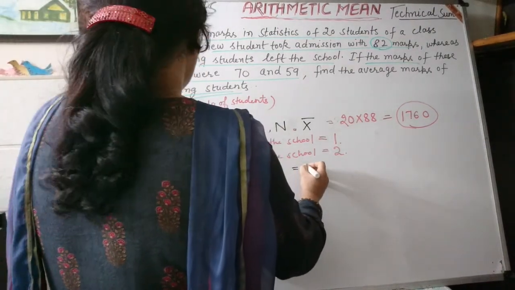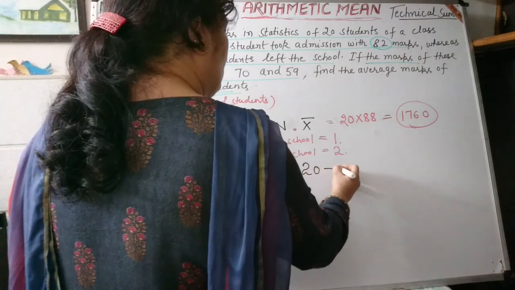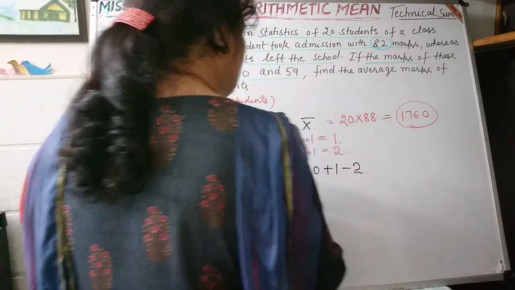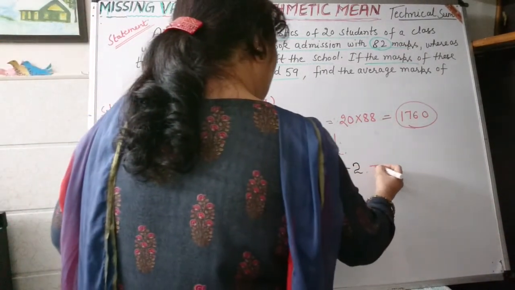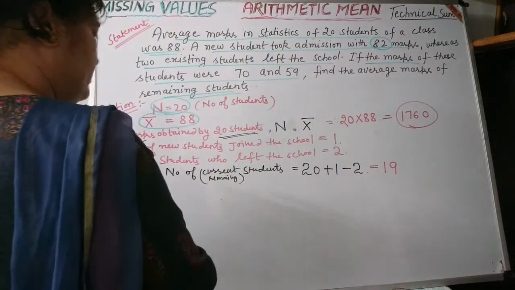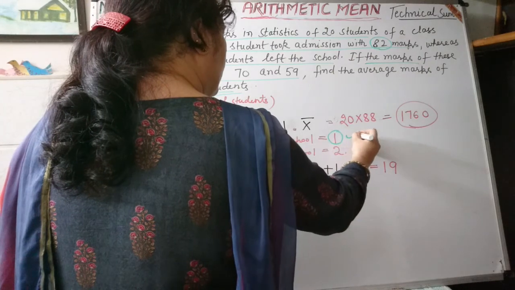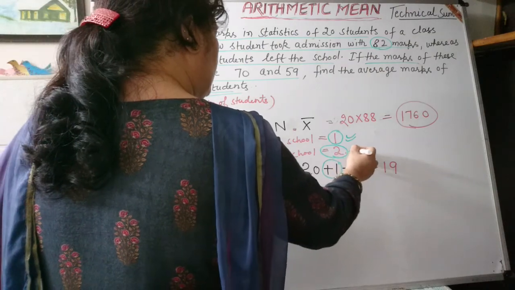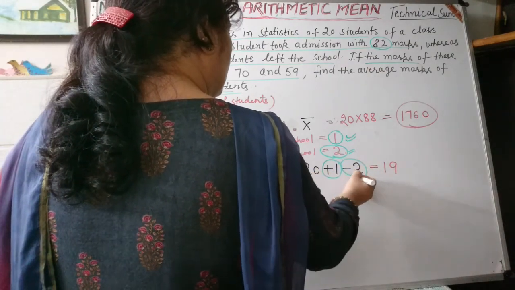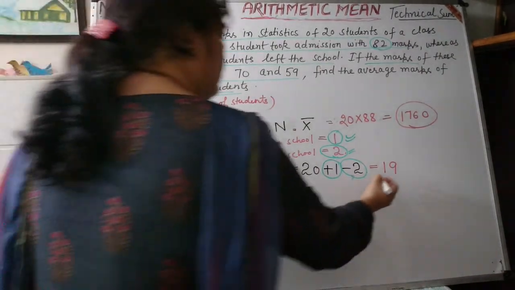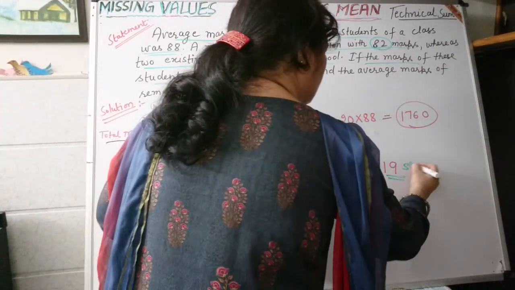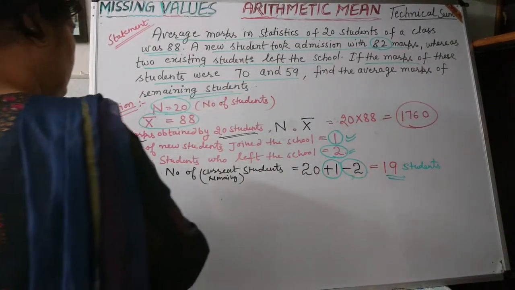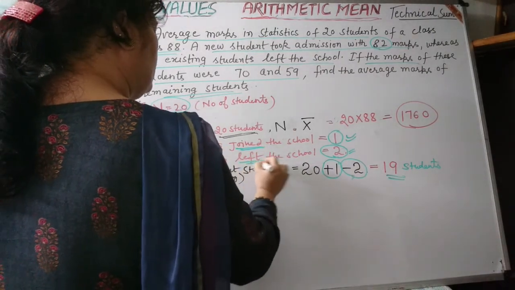is equal to, how many students were there? Total 20. One has joined the school and two have left the school. So the total number will be now 19. This is the one who has joined the school. We have added it, and these are the students who have left the school. We have subtracted their number from the total students, and the now remaining students will be 19 students. These are the remaining students, after joining the school and leaving the school.